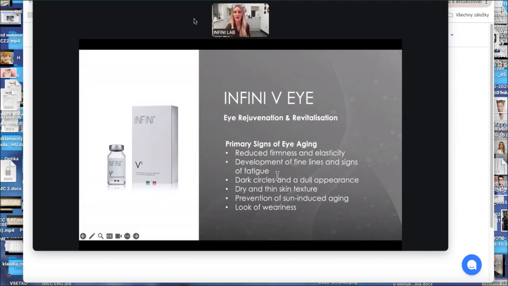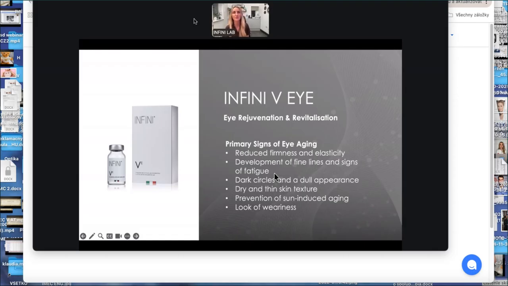And we also have the eye area, as I mentioned. It's crucially important to start to stimulate this area. My product of choice for today is Infini VI. We have fragments of hyaluronic acid and amino acids in here, so it's perfect for collagen type 3 stimulation.